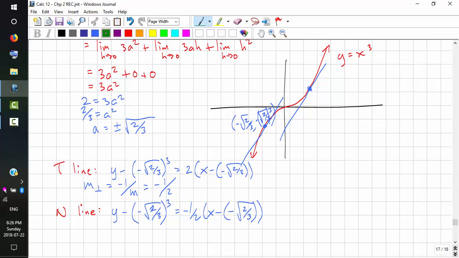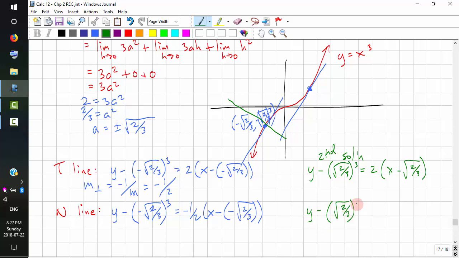Okay, we need our second solution, so we have the positive one. So y, second solution, minus root 2 over 3 cubed equals 2 x minus root 2 over 3. Our normal line is going to be identical. Let's just graph that. Y minus root 2 over 3, negative 1/2 x minus root 2 over 3.